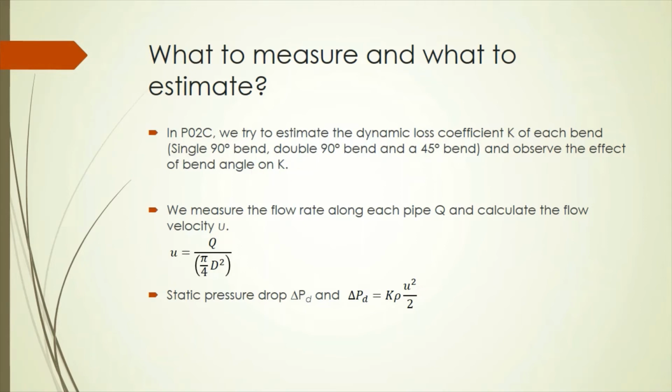Okay, now what are we going to measure? Now we will be measuring the flow rate Q, and then we can calculate the flow velocity using this formula. The flow velocity is equal to Q divided by the cross-section area of the pipe. And we also measure the static pressure drop across the bend, and by definition, the pressure drop across the bend is equal to the dynamic loss coefficient K multiplied by the kinetic head of the flow.